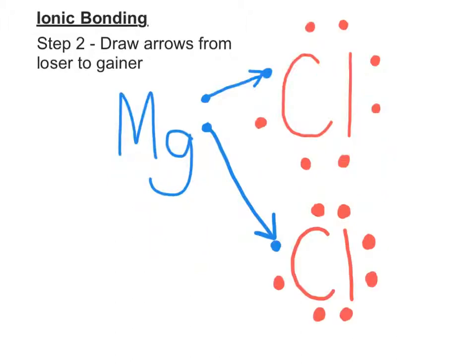Okay, we're on step 2. We're going to draw arrows from the loser to the gainer. Magnesium is a metal, so it's a loser. It's going to lose 2 electrons. One of them is going to go to this atom of chlorine. So this atom of chlorine is now full with 8. And so then you ask yourselves, what does magnesium need to get rid of that other valence electron? Well, it needs another atom of chlorine. So here, hence, we give the other valence electron to another atom of chlorine.